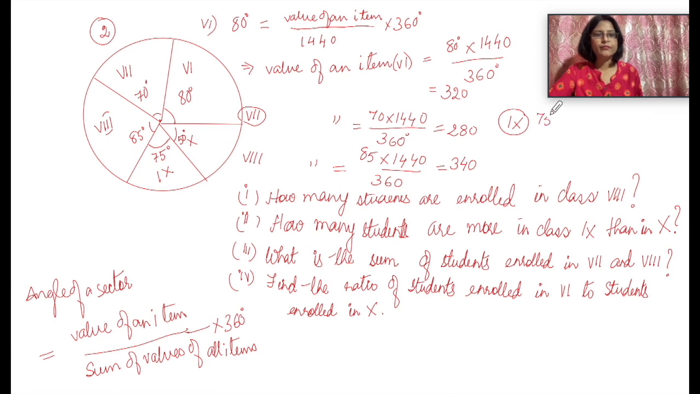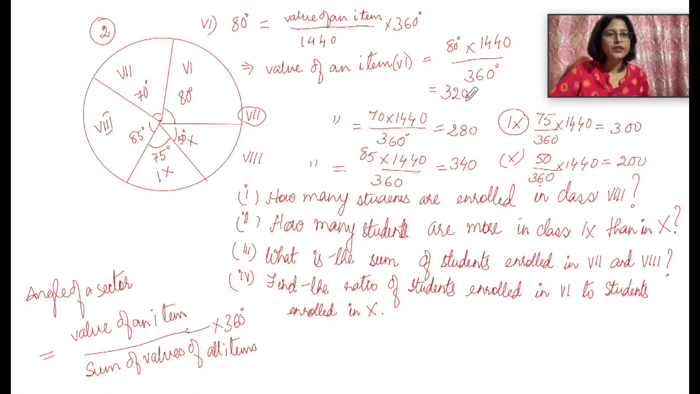Next, for class 9, we have 75 by 360 into 1440, that is equal to 300. And for class 10, it is 50 degree by 360 degree into 1440. So 200 students. So we have got the number of students in each of the individual classes, and now we can answer the subparts here.